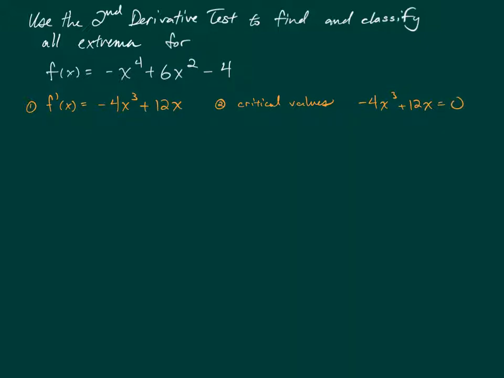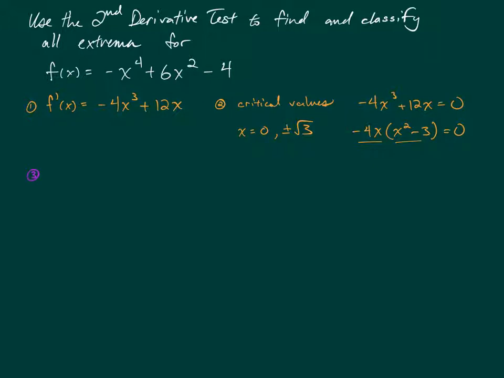Factor out a 4x. In fact, let's factor out a negative 4x. That'll give you x squared minus 3 equals 0. And if you set this factor and this factor equal to 0, that tells you that you'll get critical values of 0 and plus or minus the square root of 3. So these critical values are where potential extrema lie. We could have a maximum or a minimum at 0. We could have a maximum or a minimum at positive or negative square root of 3, depending upon what the second derivative tells us.